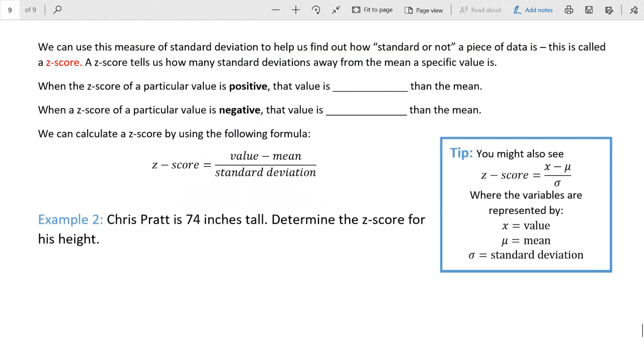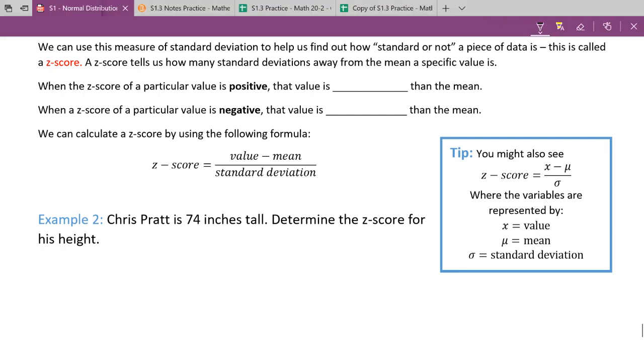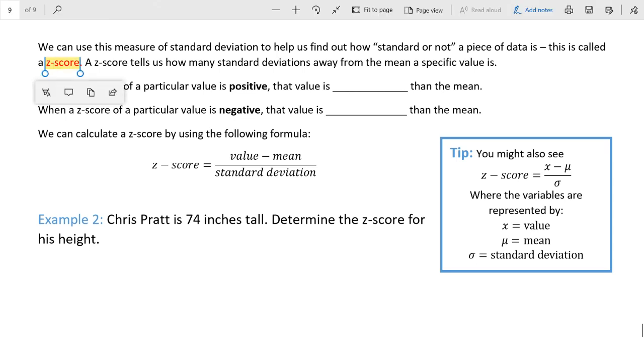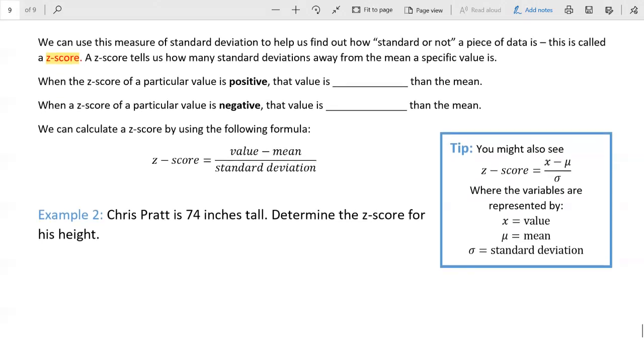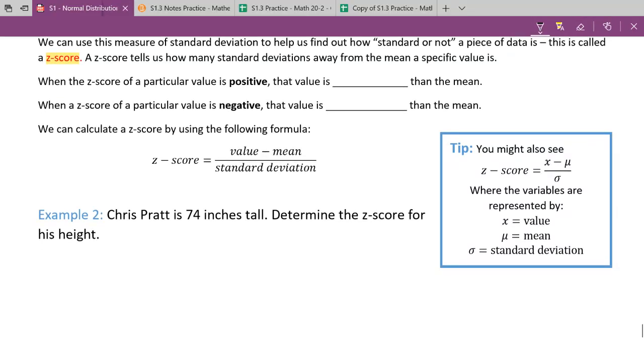Going back to our notes, we're now going to look at how we can use this measure of standard deviation to help us find out if a specific value is standard or not. Where it might fall, how many standard deviations away from the mean a specific value is. This is called a Z-score, and it tells us how far away it is. Keeping in mind that when a Z-score of a particular value is positive, that's telling us that the value is larger than the mean. So if I tell you something has a Z-score of 1, that's telling us that it is 1 standard deviation larger than whatever the mean is.